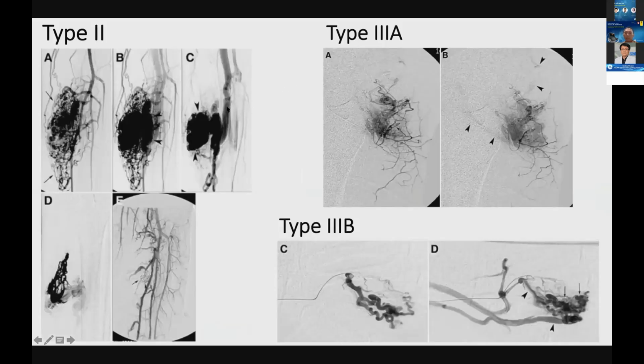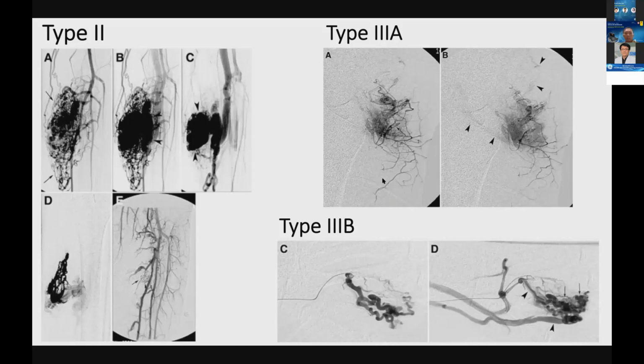And this is type 2 of CHODO. This is the nidus, with multiple feeding arteries, and this is the draining vein, one draining vein. This is type 3A, a very tiny nidus. It is a very difficult one. And this type 3B, the nidus and the very dilatation of the feeding artery, you can see.